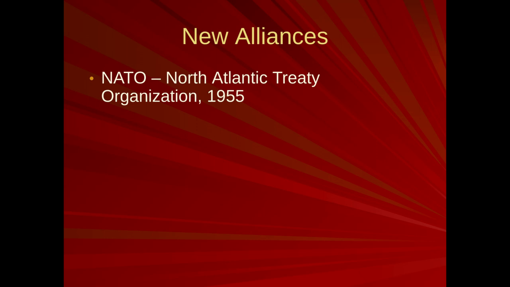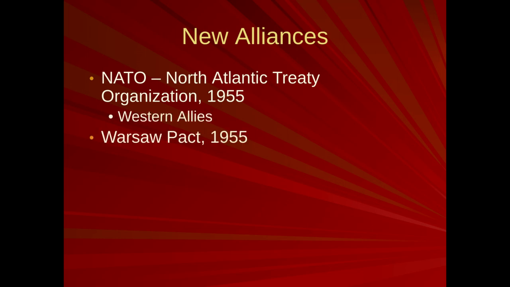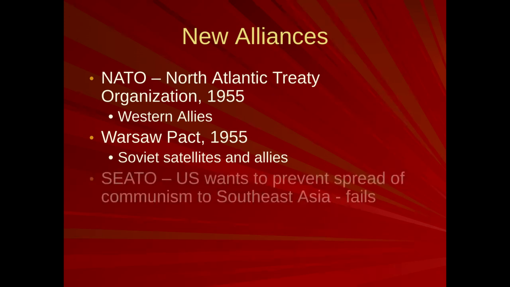New alliances were formed. The United States is going to help organize a new alliance in Western Europe, known as NATO, which is the North Atlantic Treaty Organization. It was founded in 1955. And the Soviets would respond with their new alliance called the Warsaw Pact, which was established in 1955 as well, to help out communist nations that had allied themselves with the Soviet Union.